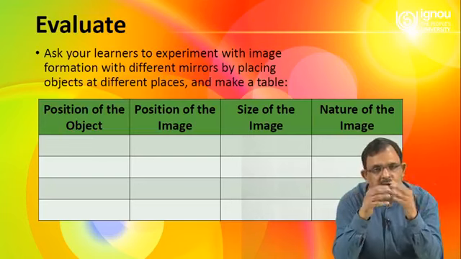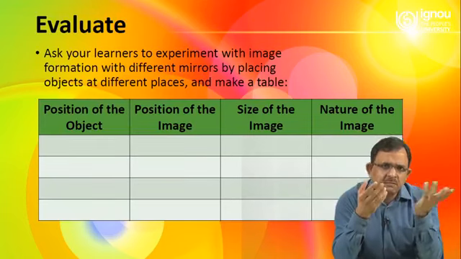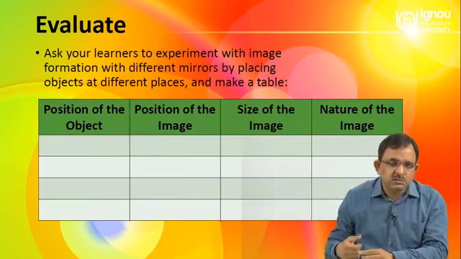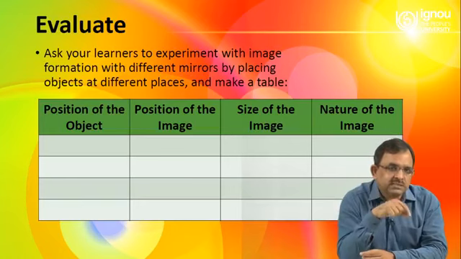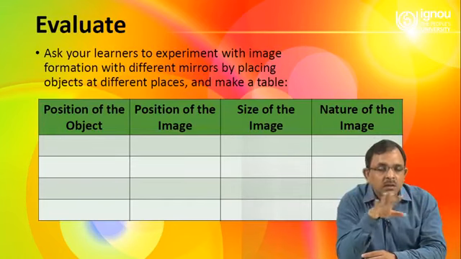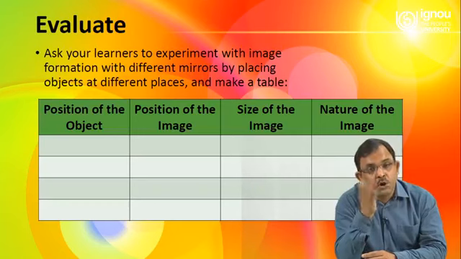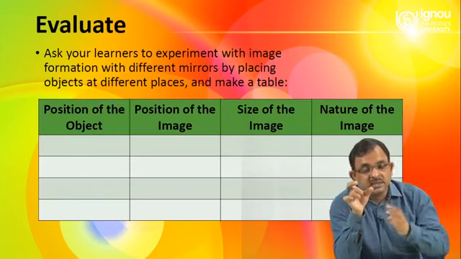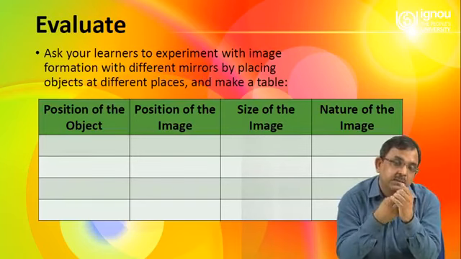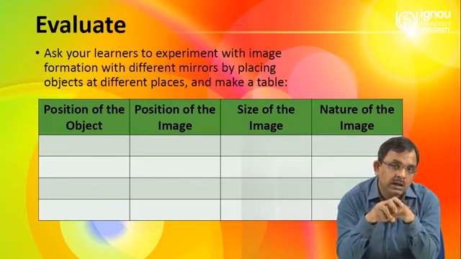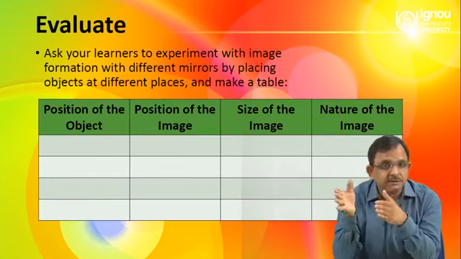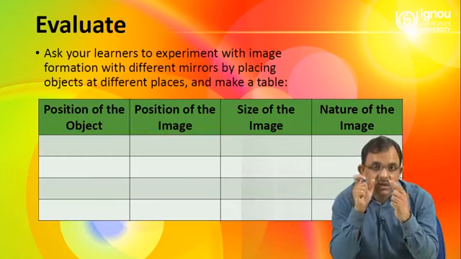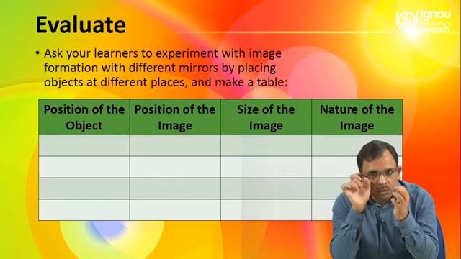You can give one team a concave mirror, and another team a convex mirror. Let them put the object in different positions, sometimes at focus, sometimes at center of curvature, sometimes at 2F, sometimes beyond 2F, sometimes between 2F and F, sometimes at a distance which you can say is coming from infinity. Now, if they are putting the object at different places, let them note where the image is formed. So, the place of the image is also to be noticed.